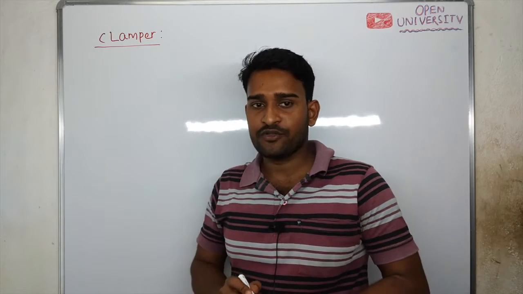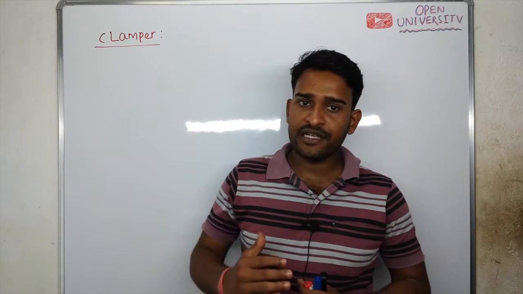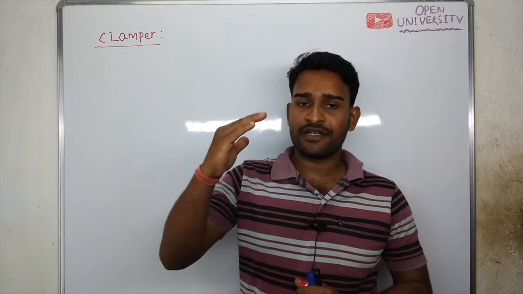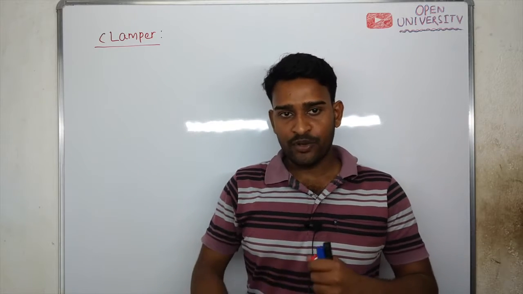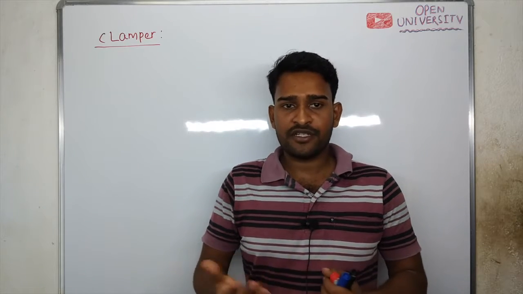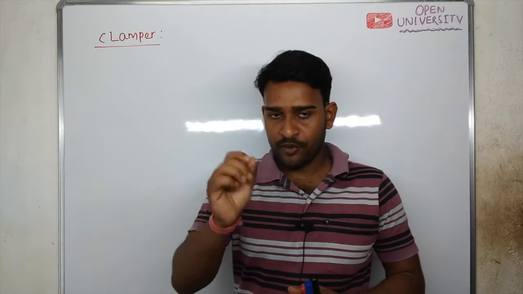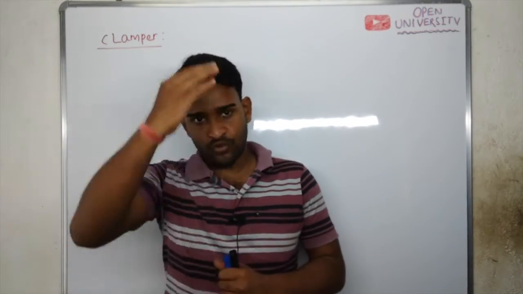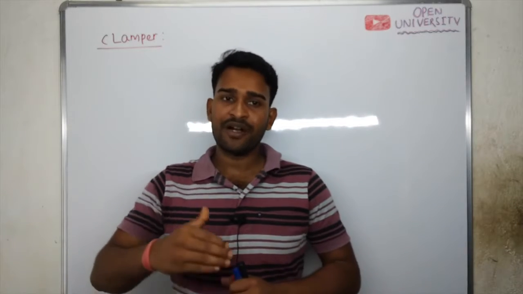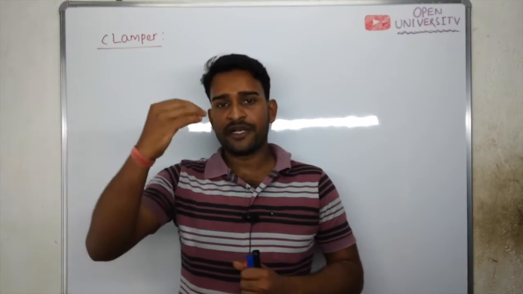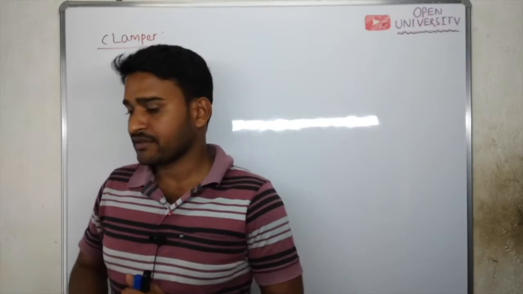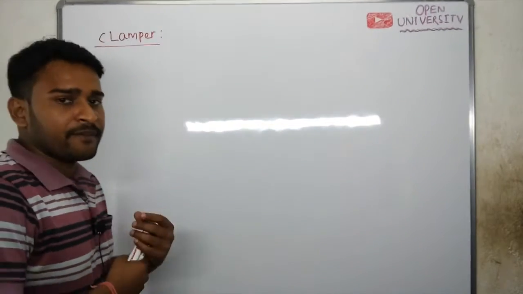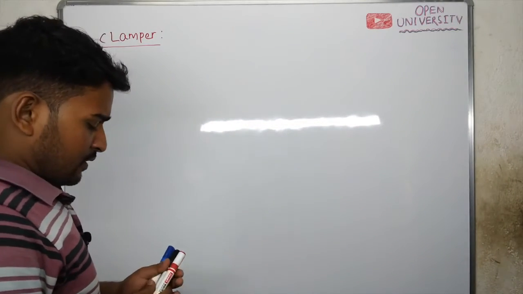If you add DC to a waveform, then the signal will be shifted either in the upward direction or the downward direction. DC means a constant value. If you add a positive value, then it will be shifted in the upward direction with respect to the y-axis. And if you add a negative value, then it will be shifted in the downward direction along the y-axis.